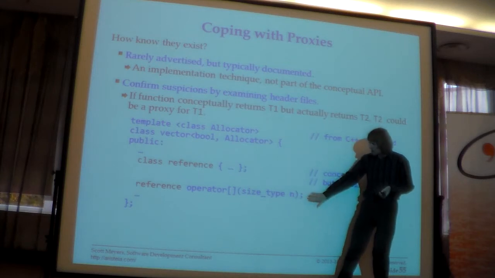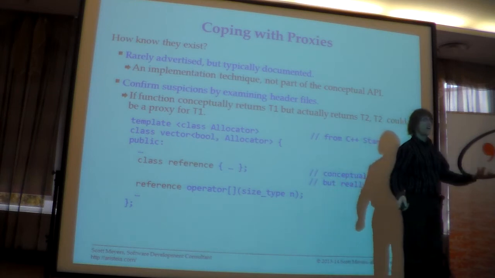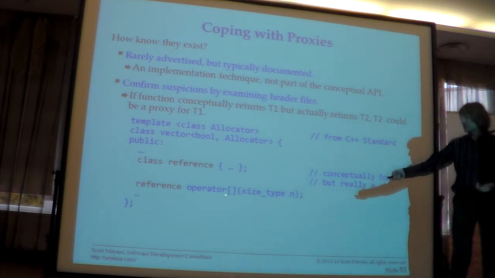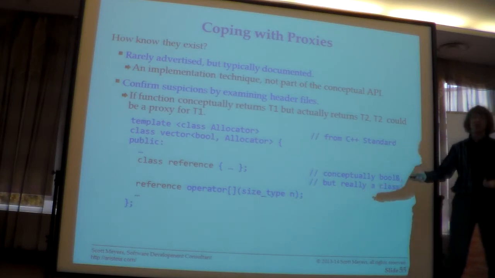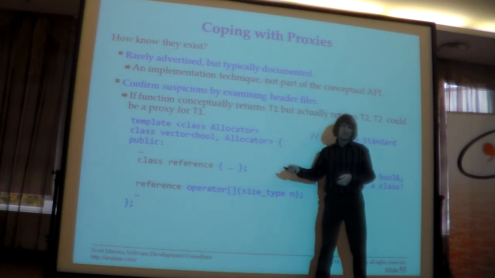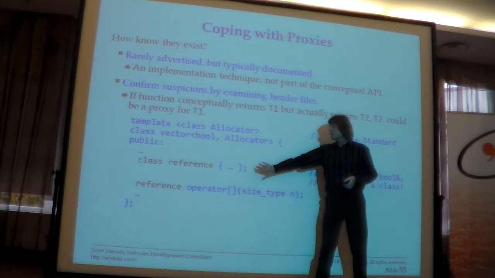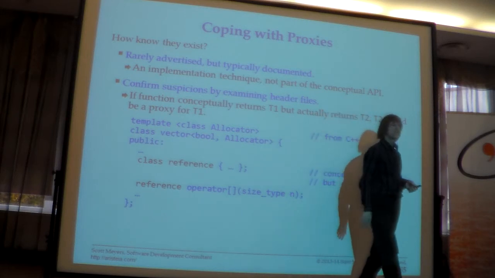Now, the array bracket operator for vector of bool returns a reference. This is normal. Every vector returns a reference as part of its array bracket operator. So the fact that this returns a reference is not a surprise. What is the surprise is that reference is not an actual reference, it's a class. So if you are familiar with the fact that normally a vector returns an actual L value reference, and now it's returning a class object, that is what can tip you off that this is actually using a proxy type.